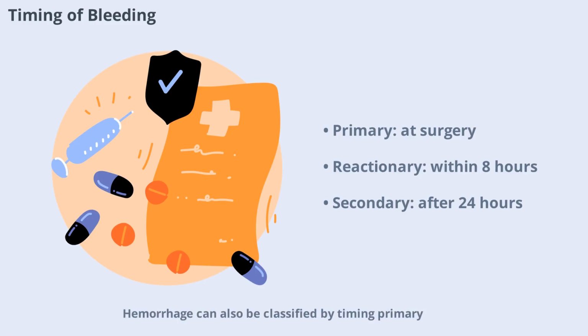Hemorrhage can also be classified by timing: primary, reactionary, or intermediate, and secondary bleeding. Primary bleeding occurs immediately during injury or surgery. Reactionary bleeding happens within 8 hours after initial bleeding has stopped, often due to clot dislodgement or foreign bodies. Secondary bleeding starts after 24 hours or even days, usually from infection, trauma, or elevated blood pressure. Recognizing when bleeding occurs helps pinpoint the cause and guides the choice of intervention.